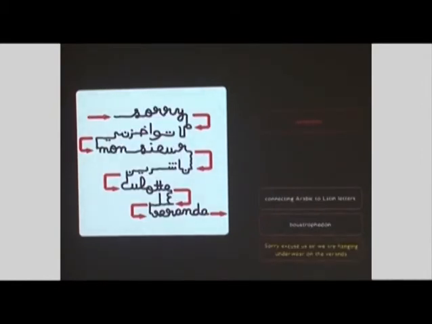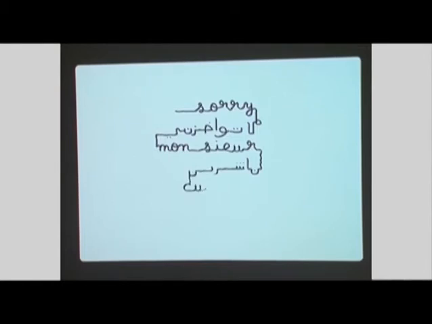So sorry, monsieur, ما تواخذني 20 كيلوات على الفرندا. Sorry, excuse me, sir, we are hanging underwear on the veranda. So if you see how it's written here, this is how I move from one to the other, which is pretty similar to boustrophédon, but without flipping letters.